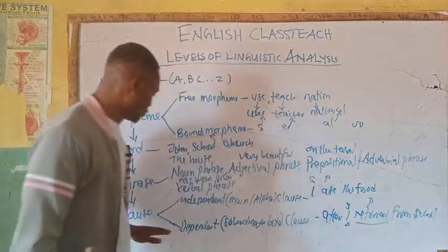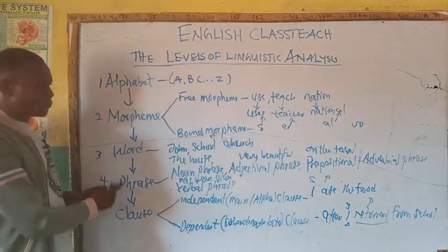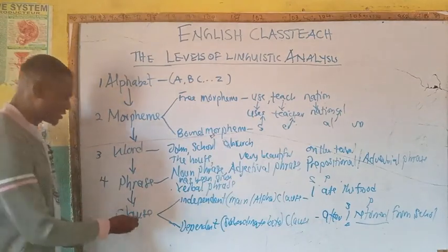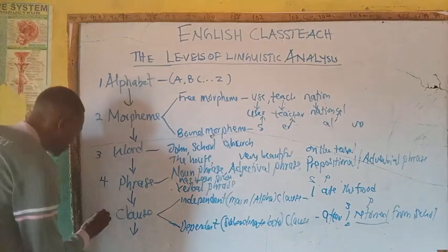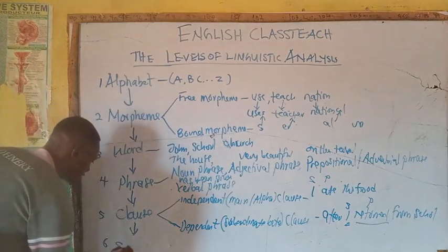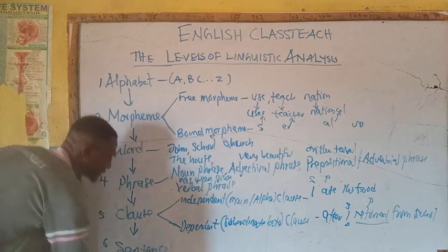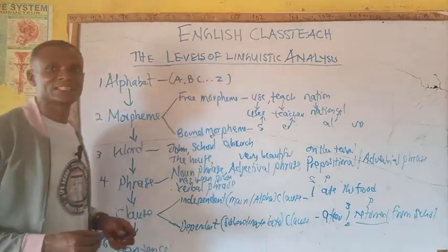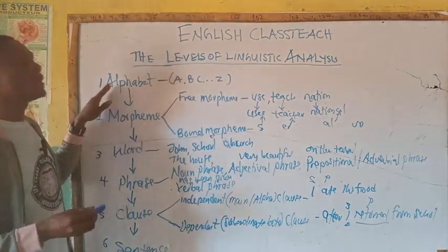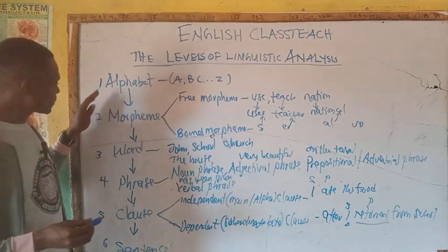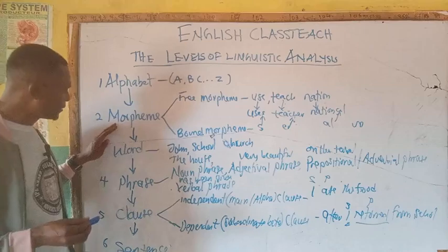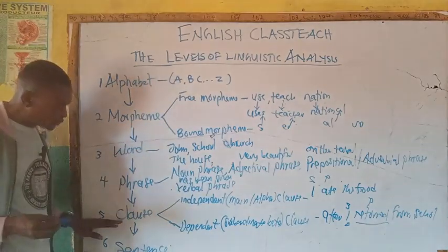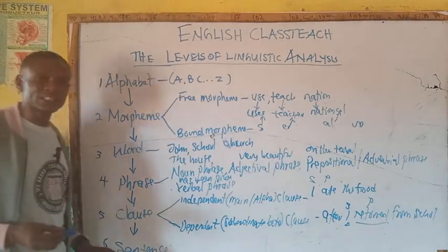This is what we call a clause. So the power of phrase will help you to form what is a clause. Then the clause will now form what we call, which is number 6, what? Sentence. That is the levels of linguistic analysis. Can you see it? So from alphabet to a morpheme, from morpheme to word, from word to phrase, from phrase to clause, from clause to sentence.